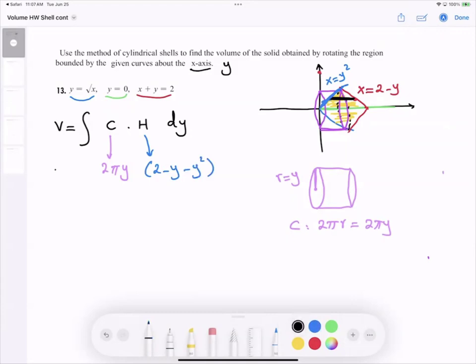Then you take the definite integral with respect to y. But what is the lower bound? What is the upper bound here? Right?